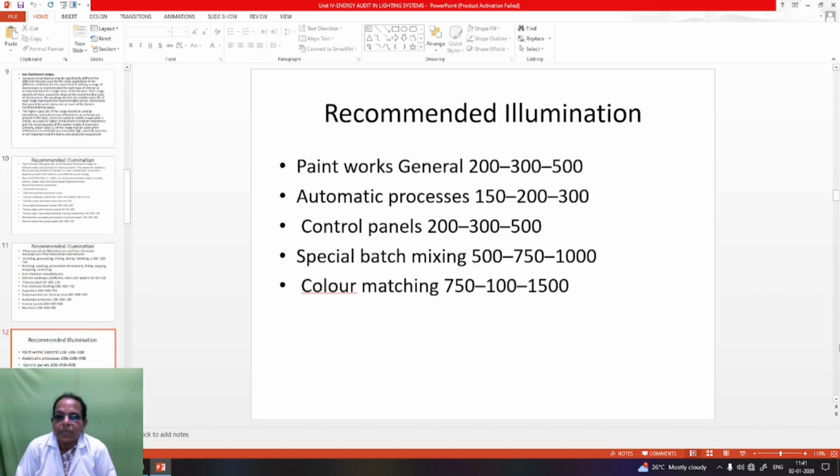Recommended illumination: paint works general, 200, 300, 500. Automatic processes, 150, 200, 300. Control panels, 200, 300, 500. Special batch mixing, 500, 750, 1000. Color matching, 750, 1000, 1500.